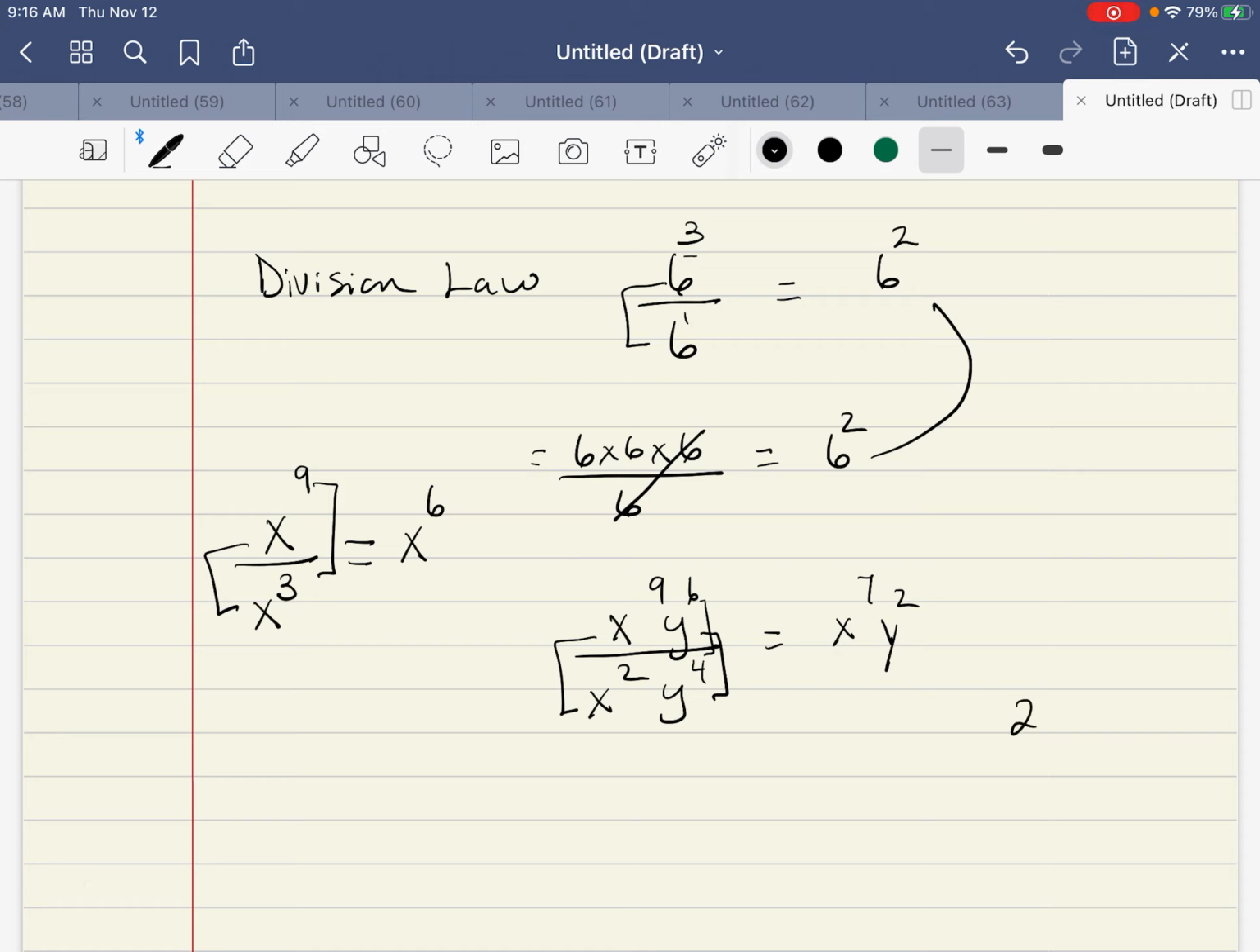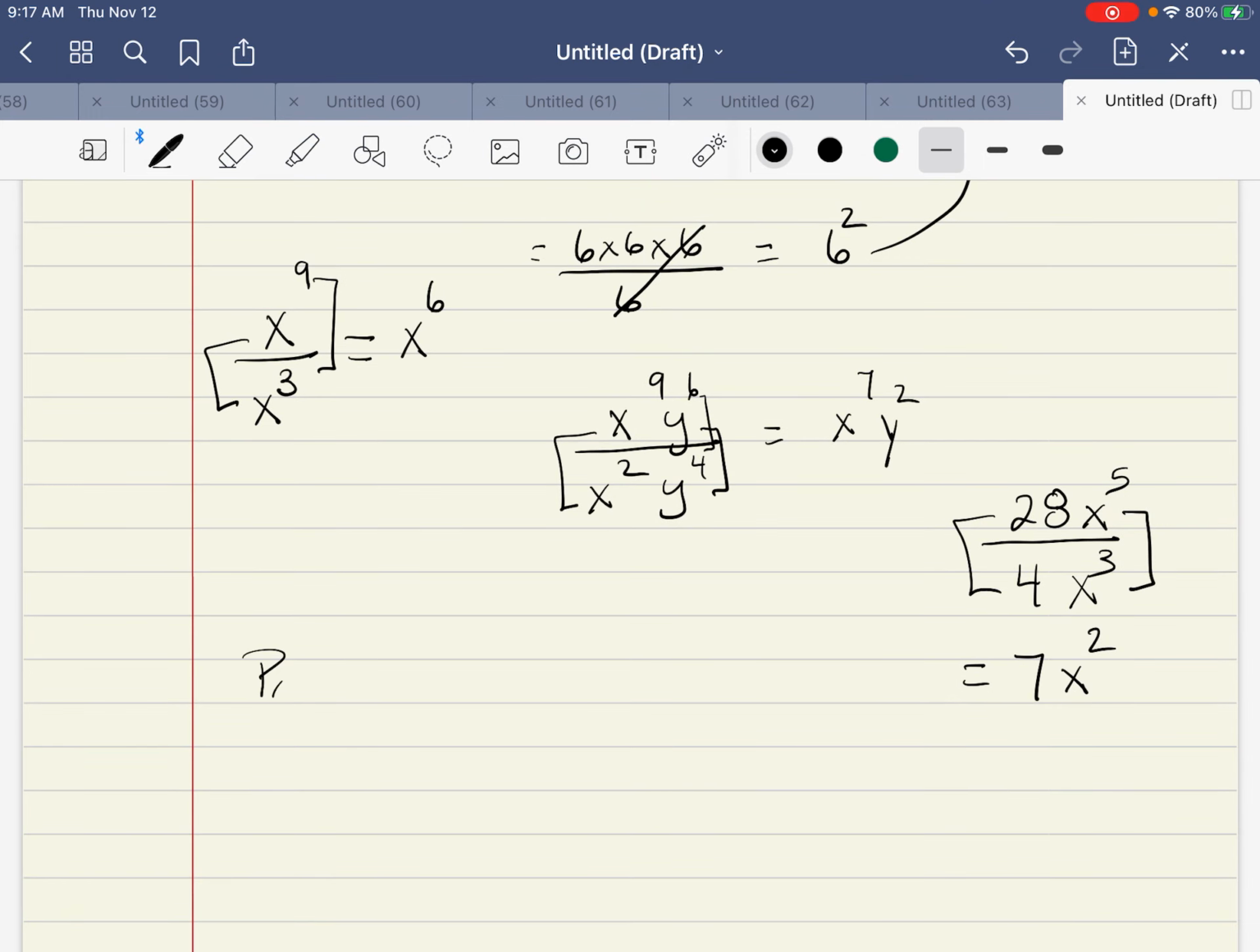And if you have coefficients involved, same idea. So 28x to the 5 divided by 4x to the 3. Nothing stopping us from going 28 divided by 4, which is 7. And x to the 5 divided by x to the 3 would be x squared.